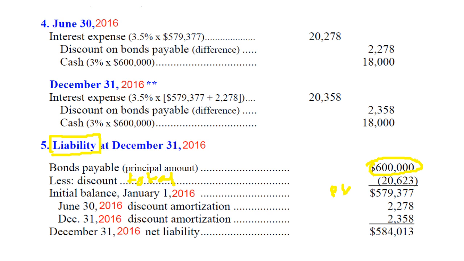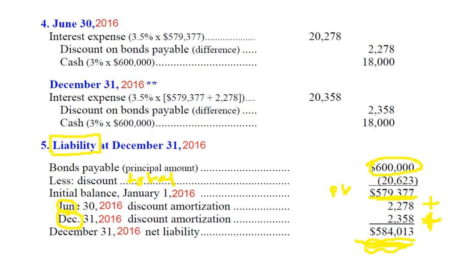Then we will add any reduction of the discount by the number of payments, as we have here 2 payments: on June, the first payment, and in December, the second payment. We will add both payments here as a reduction of the discount. We will get the amount of the bond on the financial position.